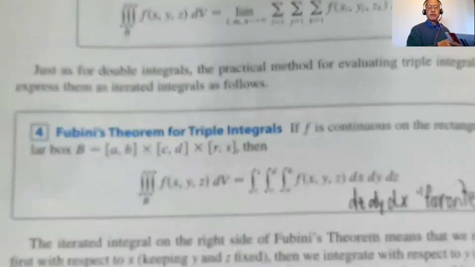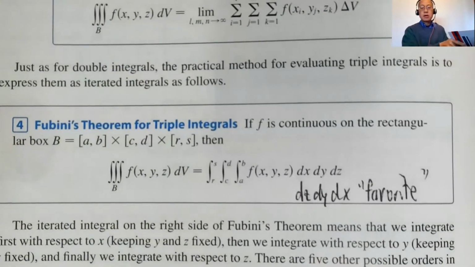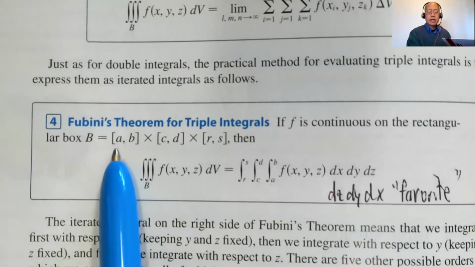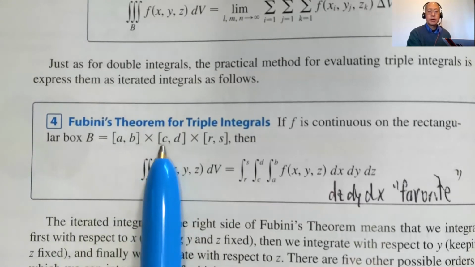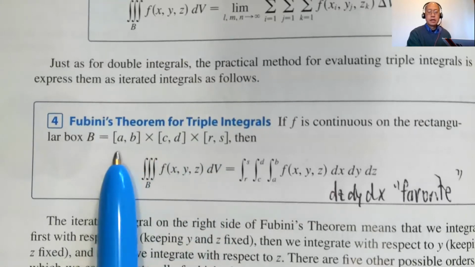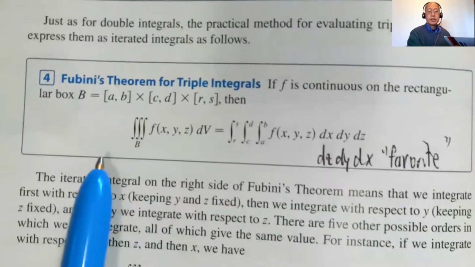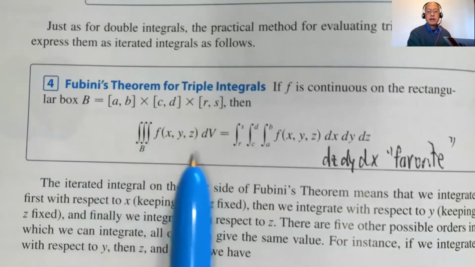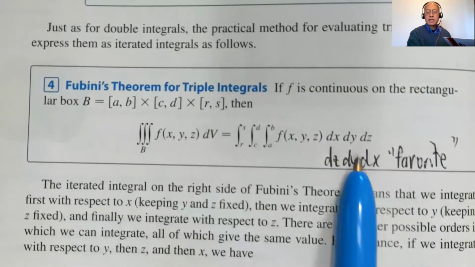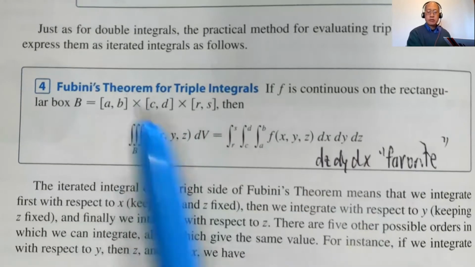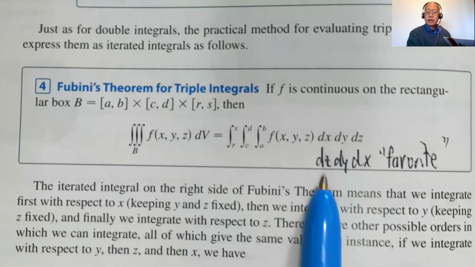On page 1030, we have Fubini's theorem for triple integrals. If f is continuous on a rectangular box, [a, b] for x, cross [c, d] for y, cross [r, s] for z, okay, this is not a cross product, this is the limits for x, y, and z, then the triple integral over some box B of f of x, y, z, dV. Basically dV is dx, dy, dz in some order. Fubini's theorem says you can switch them around any way you want.